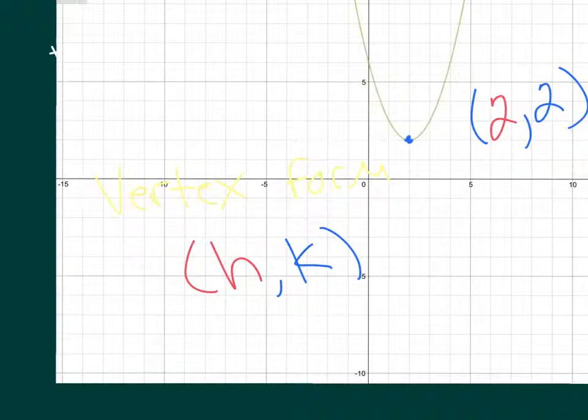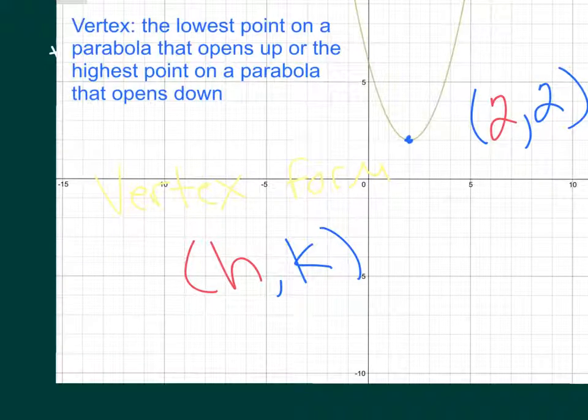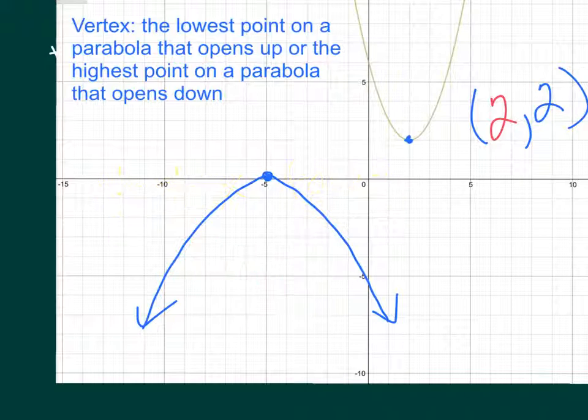Now what the vertex is right here by definition, it's the lowest point on a parabola that opens up. So if you notice, this parabola right here opens up. So that's actually the lowest point. Now let's say I have a parabola that opens down. You'll notice that this vertex is the highest point.